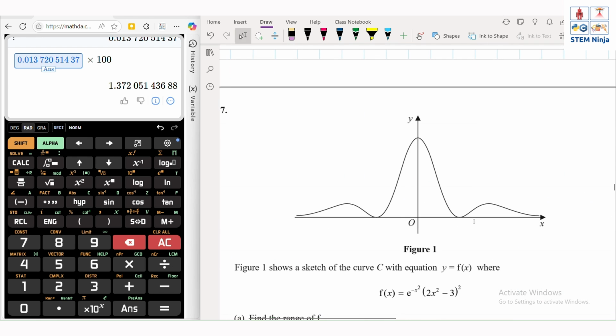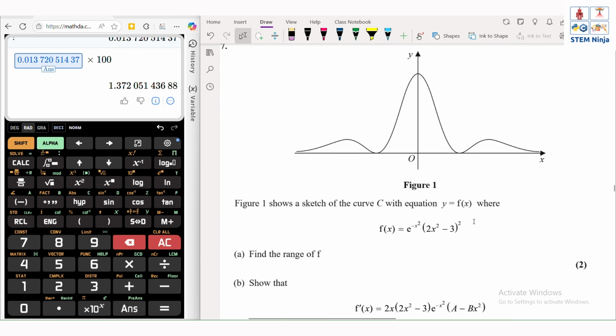All right, so move on to question number 7. Figure 1 shows a sketch of the curve C with equation y is equal to f of x, where f of x is equal to e raised to power minus x squared times (2x squared minus 3) whole squared. Find the range of f. So first off, we can see over here that the range is greater than 0, and this is the maximum value that we must find out.